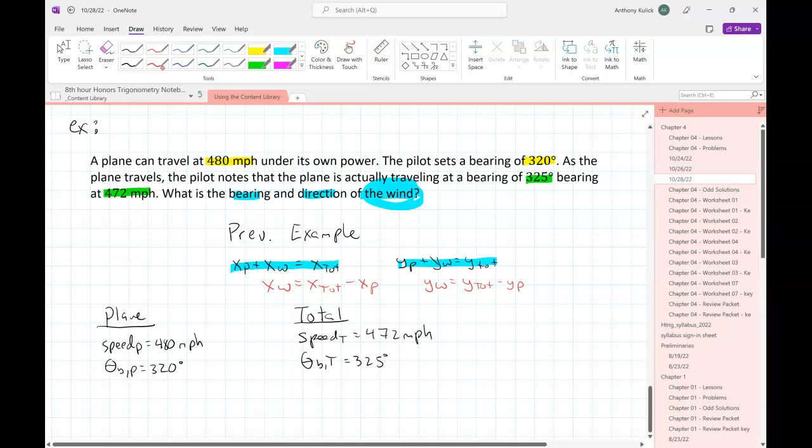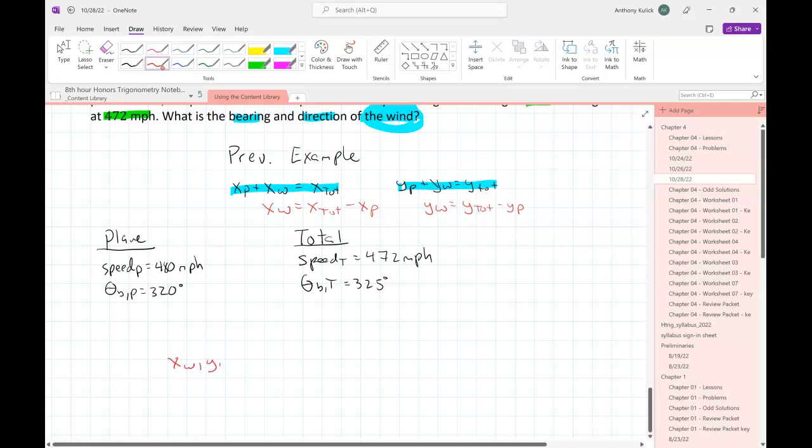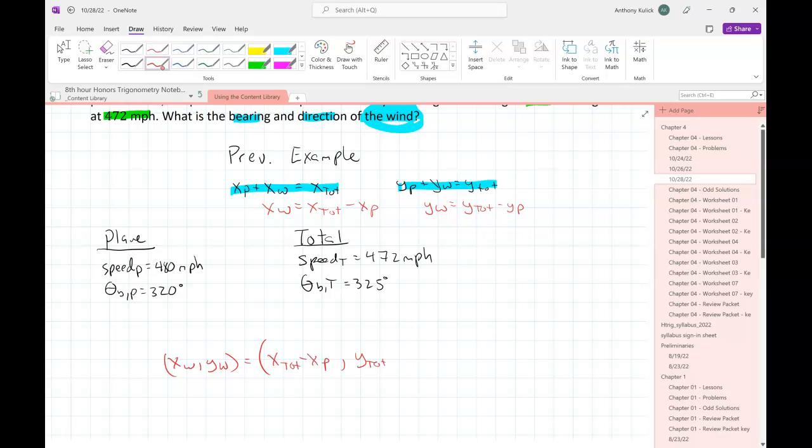Everybody's okay with that? How am I going to find x total and xp, y total and yp? Same way we did in the previous problem, right? But to find xw, yw, that's going to be x total minus xp, comma, y total minus yp. But from there, everything else is identical. So all that happened in this problem was, instead of giving the two components that give you the total that you add, you're given the total and one of the components, so you subtract to find the second component. You know what I mean?